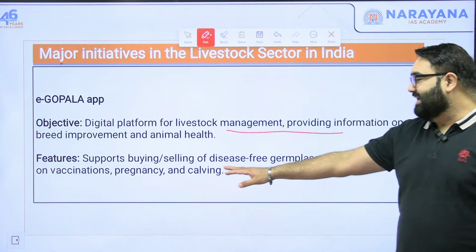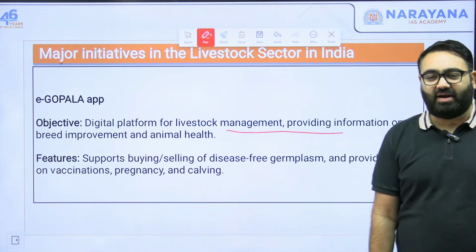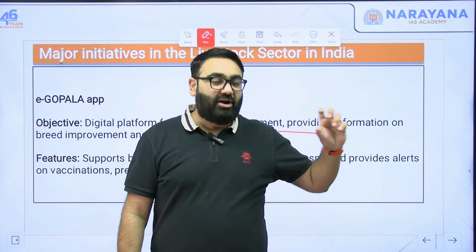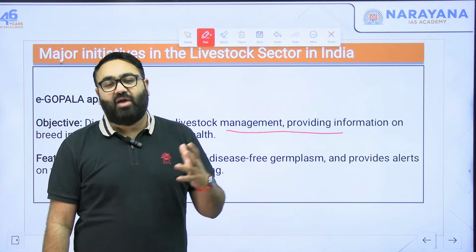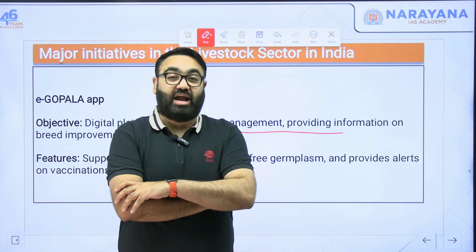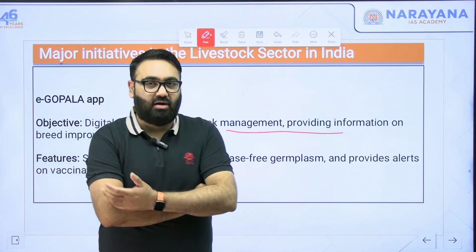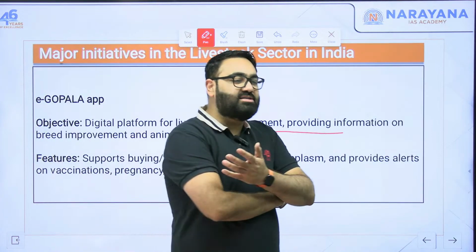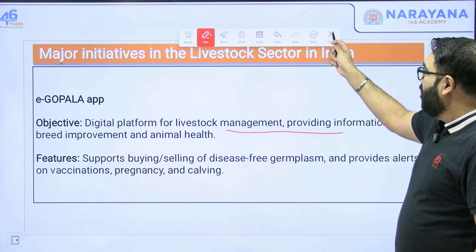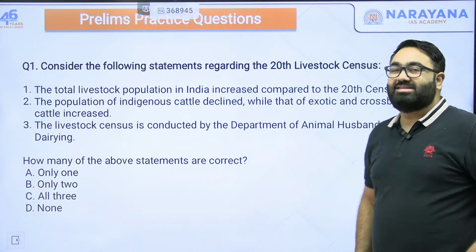It supports buying and selling of disease free germplasm. It also provides alerts about vaccination programs and pregnancy. As I told you, it is a sad but common thing that a lot of diseases spread when it comes to livestock and bovine. There have been many of these diseases that the government is trying to curtail. For that, the government launches vaccination programs and medicines at a lower cost. So how do the farmers get to know about this? This is where the eGopala app comes into the picture. All these are just examples of government initiatives to give a further push to farmers in this sector.